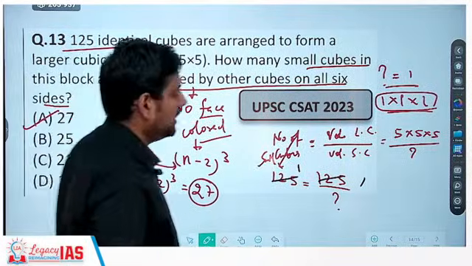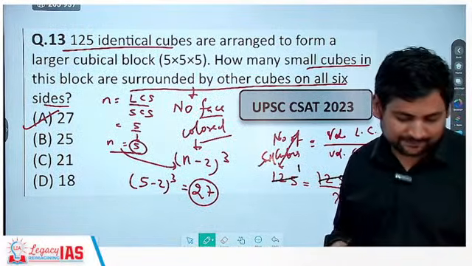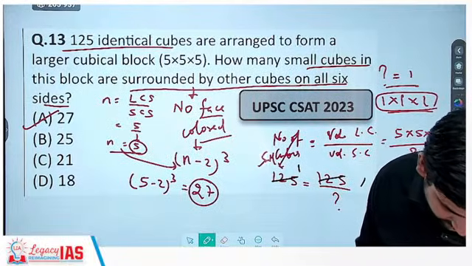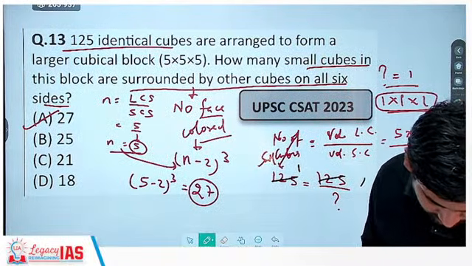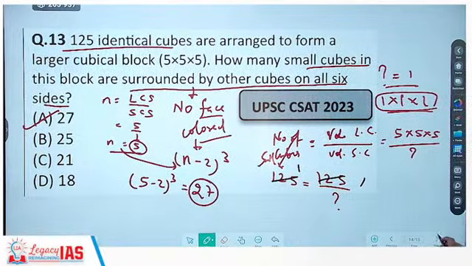Answer is A, 27. Understood? Simple? Yes. Yes, Neelam. Yes, Shweta. Okay, then.